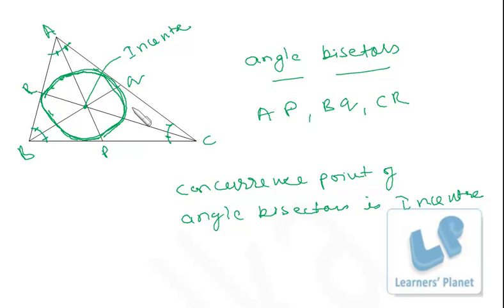We call this circle the incircle. Incircle means a circle that is inscribed in a triangle. A circle that is inscribed in a triangle means the circle touches all three sides of the triangle. So that is the incircle. Incenter, incircle, and the radius of this circle is known as the inradius. Okay, so you must know all the terminologies: incenter, incircle, inradius.